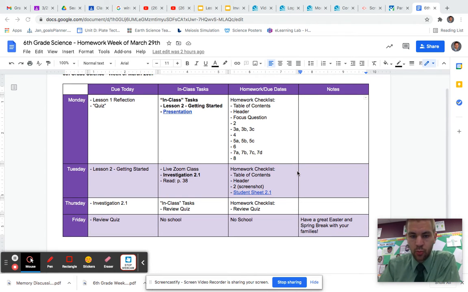Let's go over what we are doing today. And today, you're taking a look at lesson two, getting started. This is going to be introducing resistors and capacitors. And so, in the weekly plan for this week, you'll notice that I have the in-class tasks, which are to do lesson two, getting started. But to do that, I have this presentation.